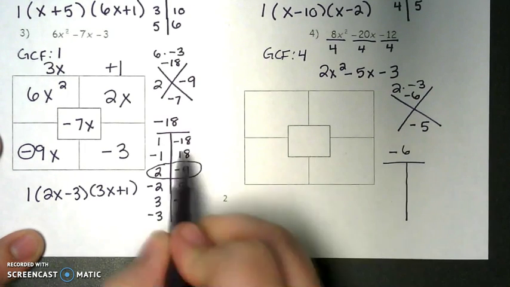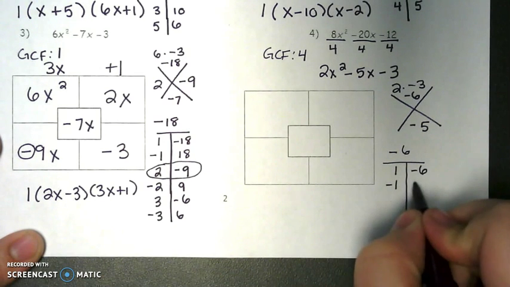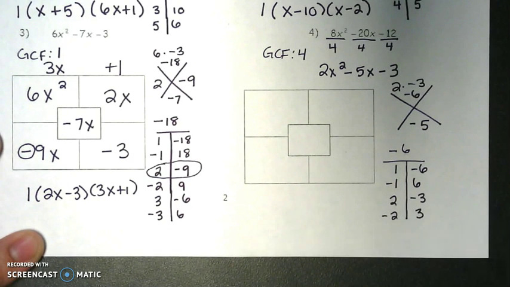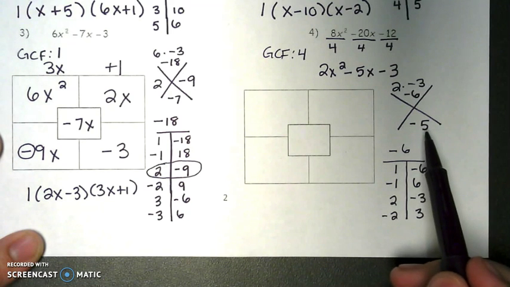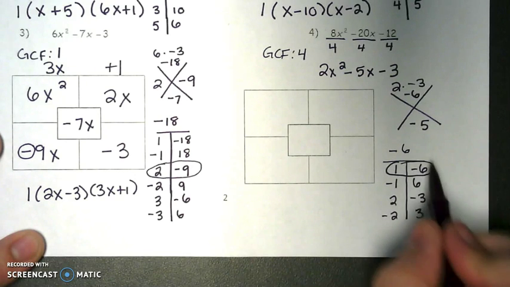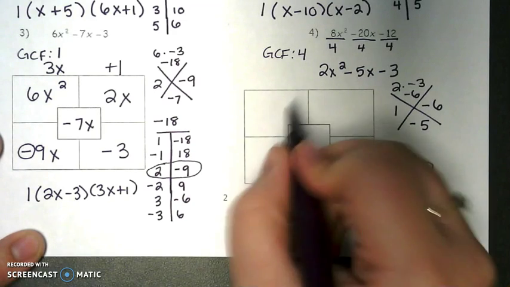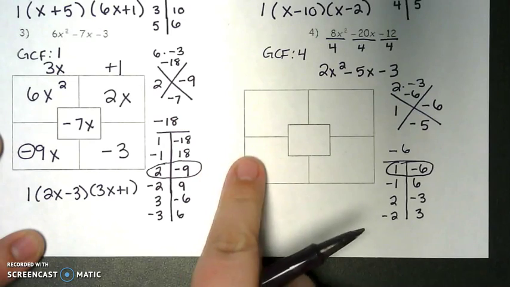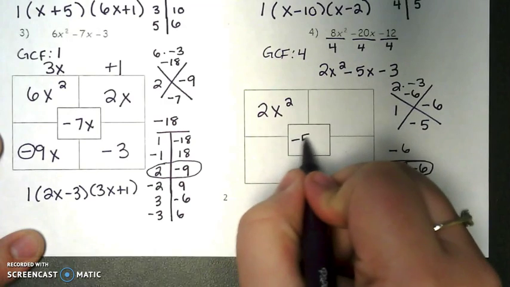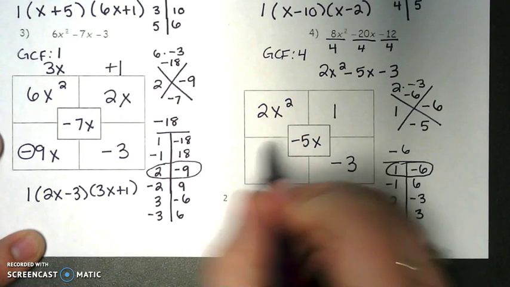So we have a negative product, so this is when the negative is going to have to bounce around. So we've got 1, -6, -1, 6, 2, -3, and -2 and +3. Now we're looking for -5. What's the first one? Because 1 plus -6 is -5. So we have 1 and -6. When we fill in this box, we're still using the new expression. So 2x squared, -5x, and -3. Put a 1 here, -6 here.